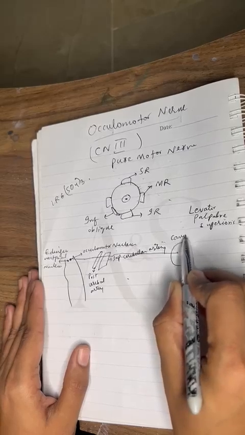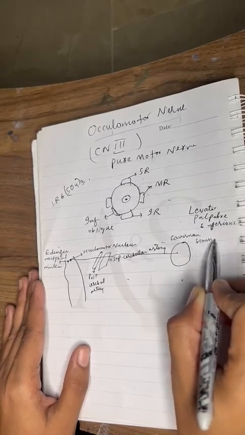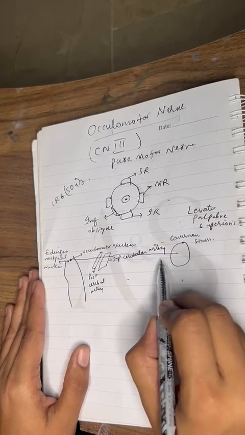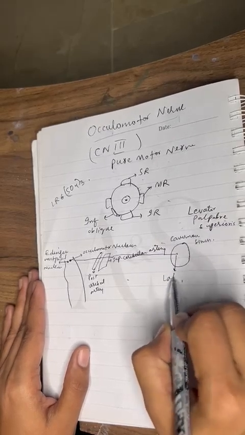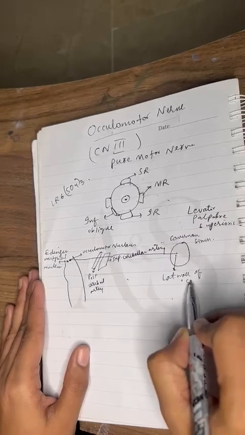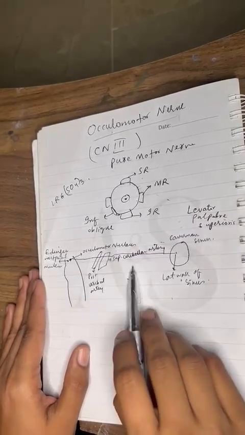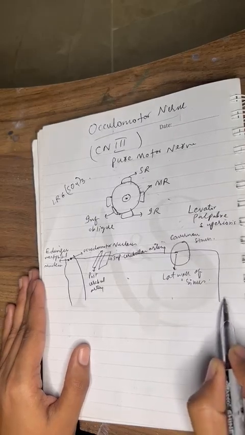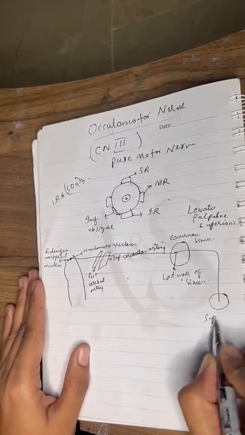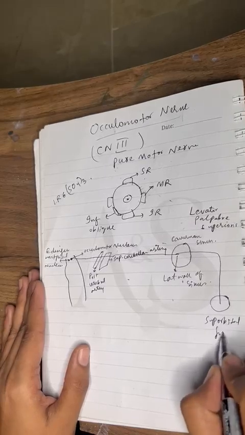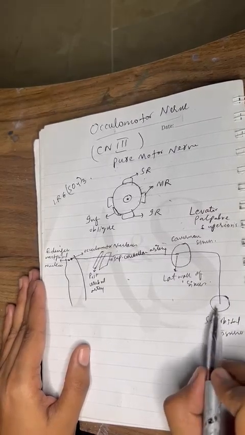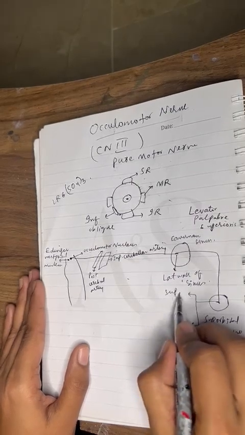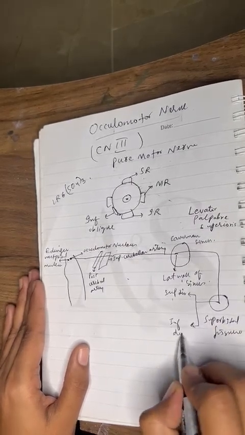So this is the cavernous sinus. The cavernous sinus is a very important landmark because many different cranial nerves pass through it. The third cranial nerve passes through the lateral wall of the cavernous sinus, right? You need to memorize it. After passing through the cavernous sinus, it enters the superior orbital fissure, right? And after entering the superior orbital fissure it divides into 2 divisions, the superior division and the inferior division.